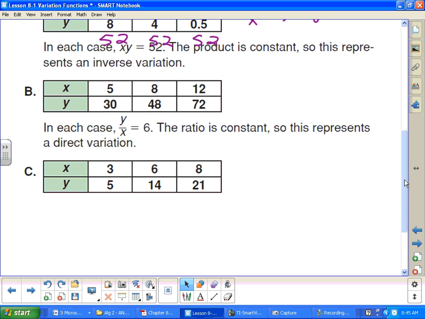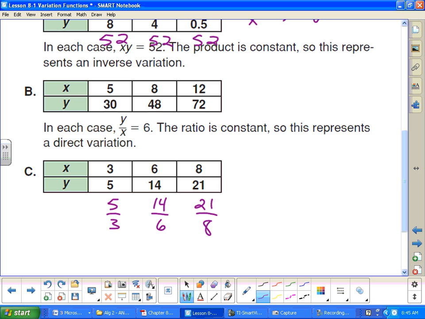Letter C. As x is getting bigger, y is also getting bigger, right? So that means it could be a direct variation. So let's look at the ratios. We get 5/3, 14 over 6, and 21 over 8. Are those equivalent? Well, first of all, 5/3 and 14 over 6, which is 7/3, are not equal, so this would be a case of it is neither.